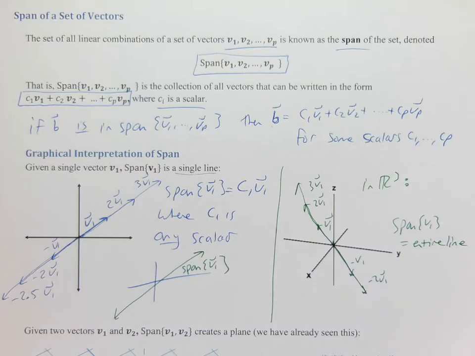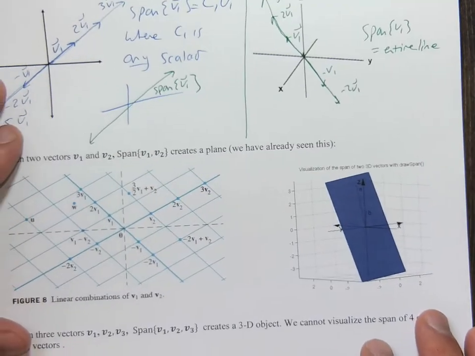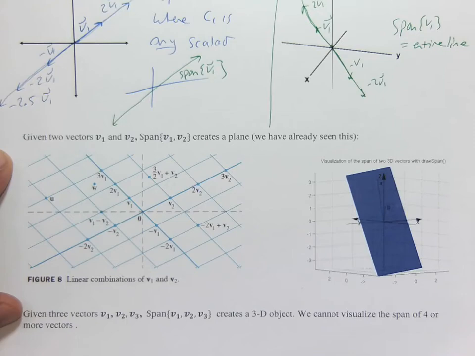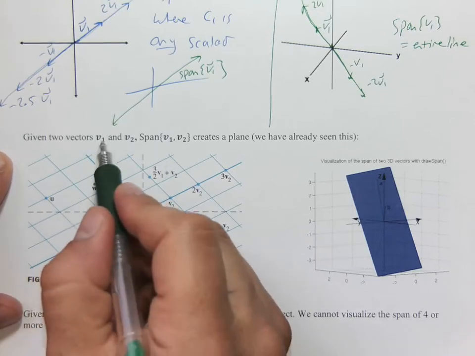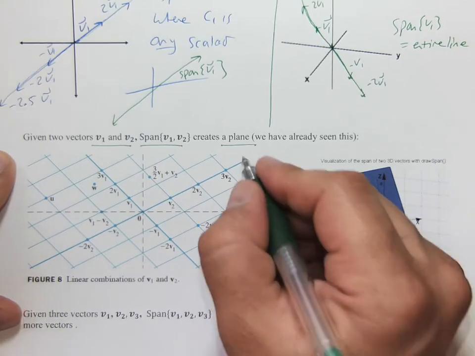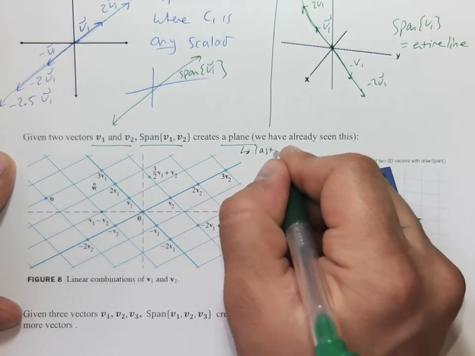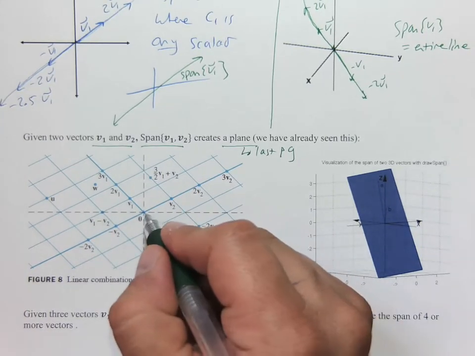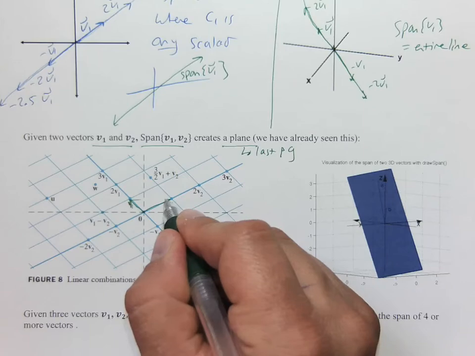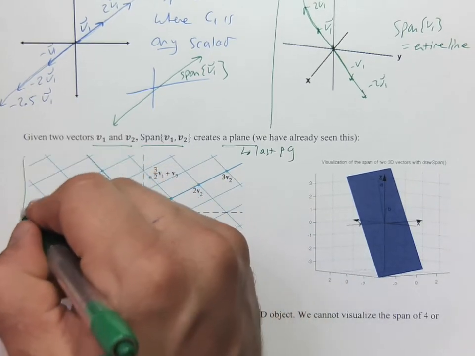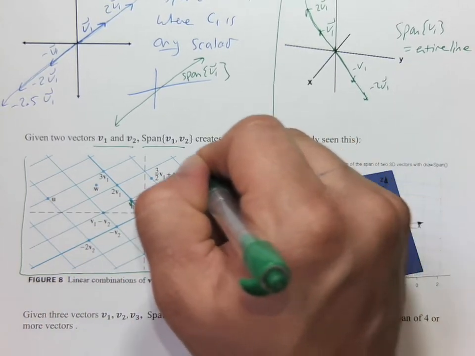Okay? So what happens if we go into 2 vectors? So the span of 2 vectors, like we saw on the last page, right, given 2 vectors v1 and v2, the span creates a plane. Right? So this is exactly what we saw on the last page. And this is the same graph as the last page, right? This is showing us that if we have v1 and v2, okay, then the span of v1, v2 is the entire plane.